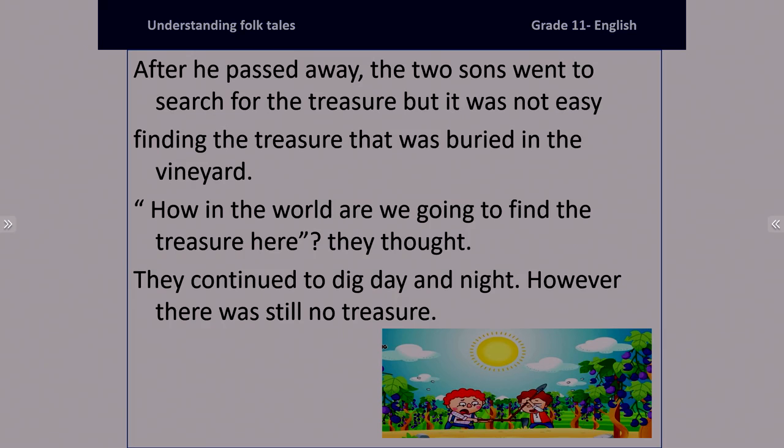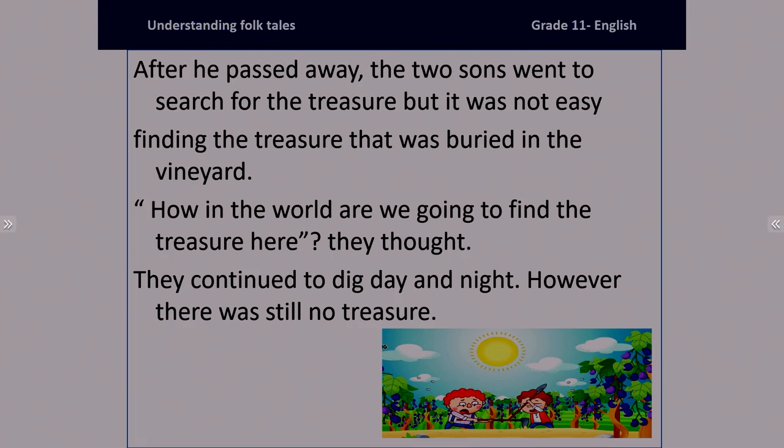After he passed away, the 2 sons went to search for the treasure, but it was not easy finding the treasure that was buried in the vineyard. How in the world are we going to find the treasure here? They thought. They continued to dig day and night. However, there was still no treasure.